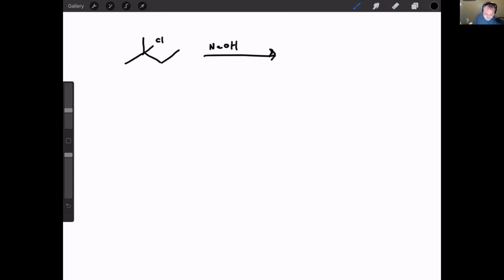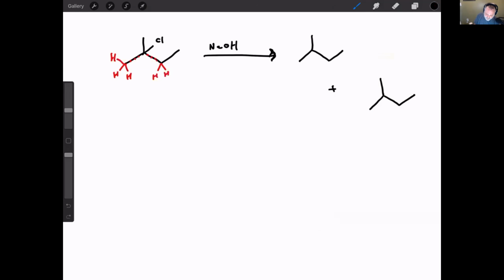What happens when I'm thinking about an elimination reaction from the regioselective possibility? Remember, regioselectivity is which version of the alkene formed. In both cases, I have beta hydrogens. And so that means that I can form a double bond there, or I can form a double bond there. So that means that there's two possible products to consider.